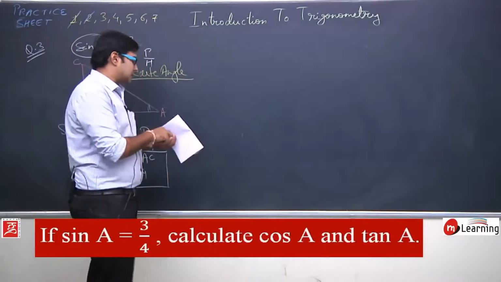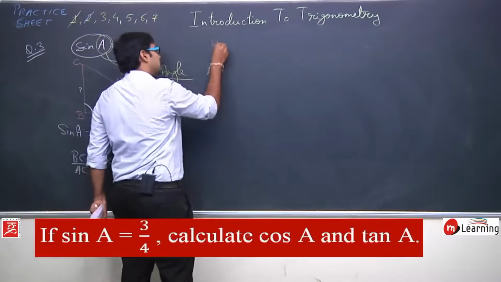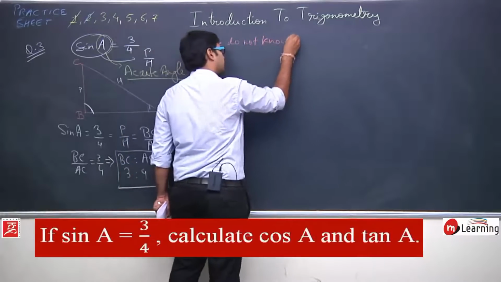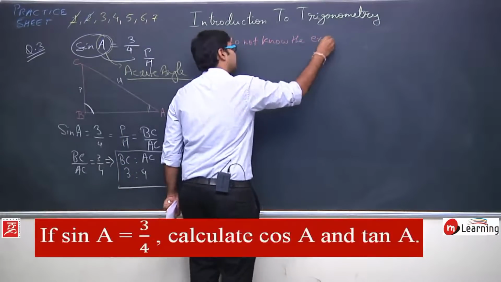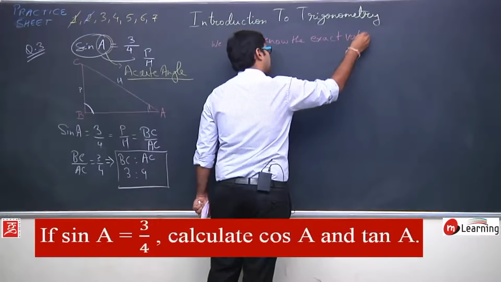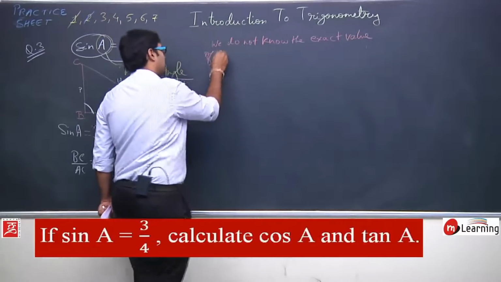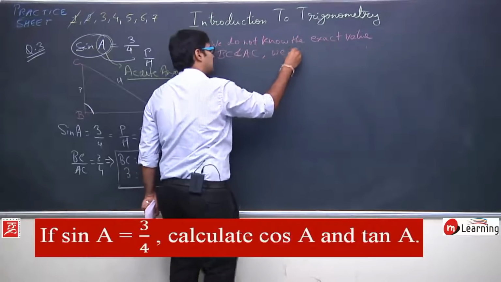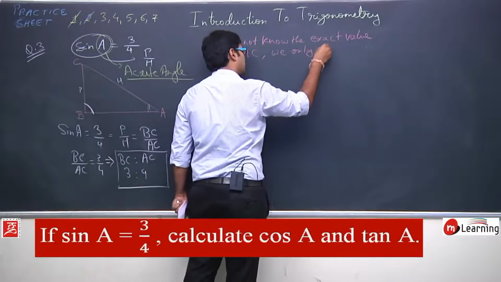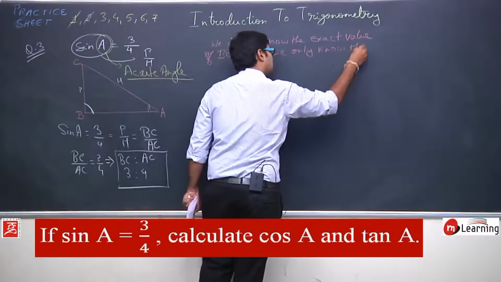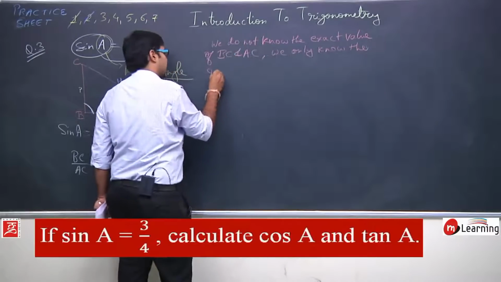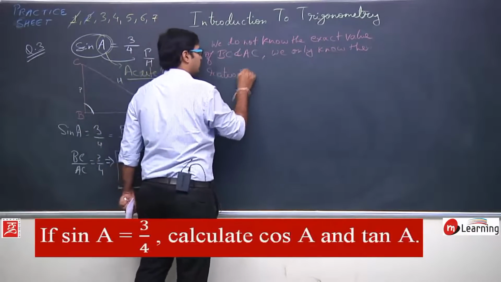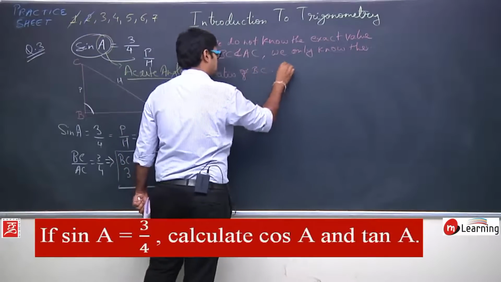So what I will say is, we do not know the exact value of BC and AC. We only know the ratio of BC is to AC.